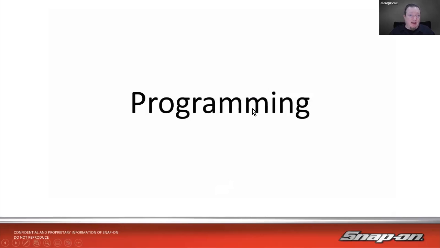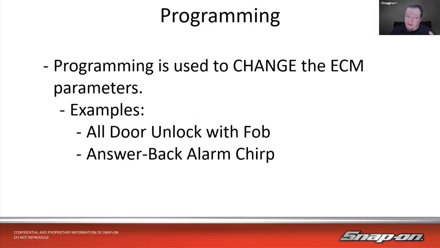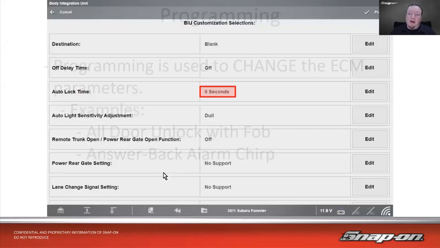All right. And then the last one's going to be programming. So programming, once again, a lot of confusion over this term in the industry. But what programming actually is, is used to change the ECM parameters based on a set list of parameters. So for example, if I want to go into my body control module and set it so all the doors unlock with the key fob press, or just the driver's door unlocks with one press, or I want the alarm to chirp back at me, I can go in there.